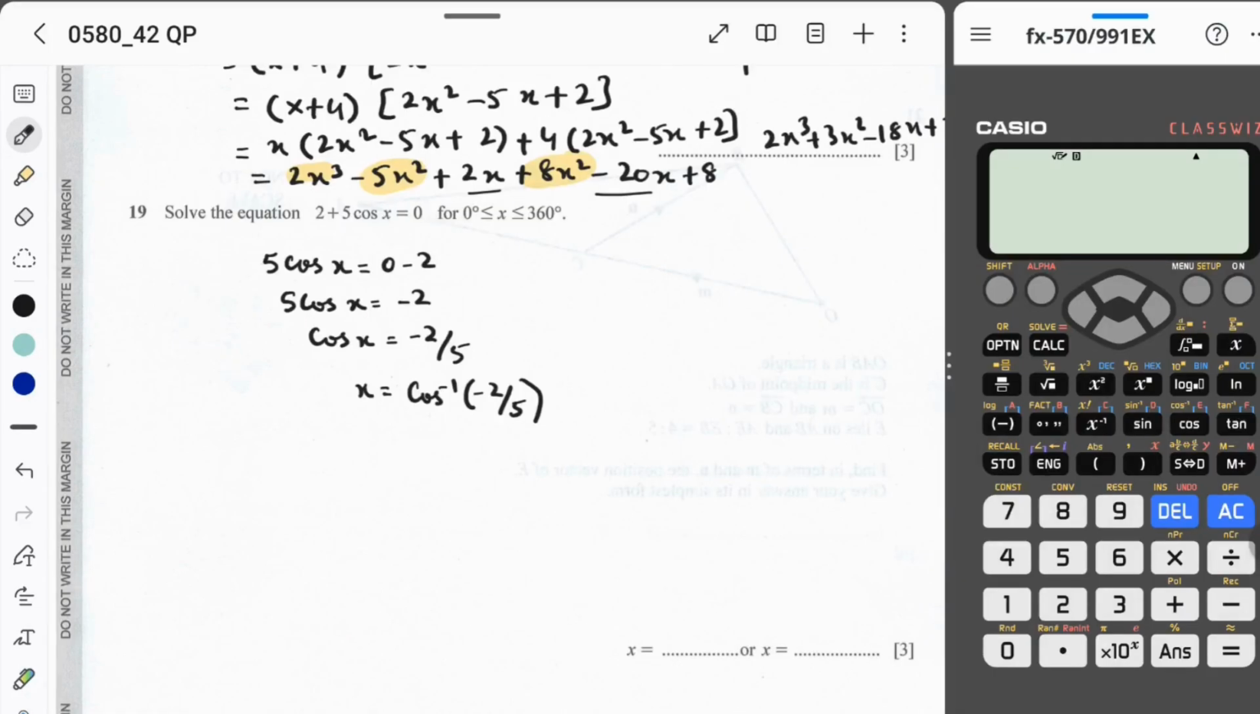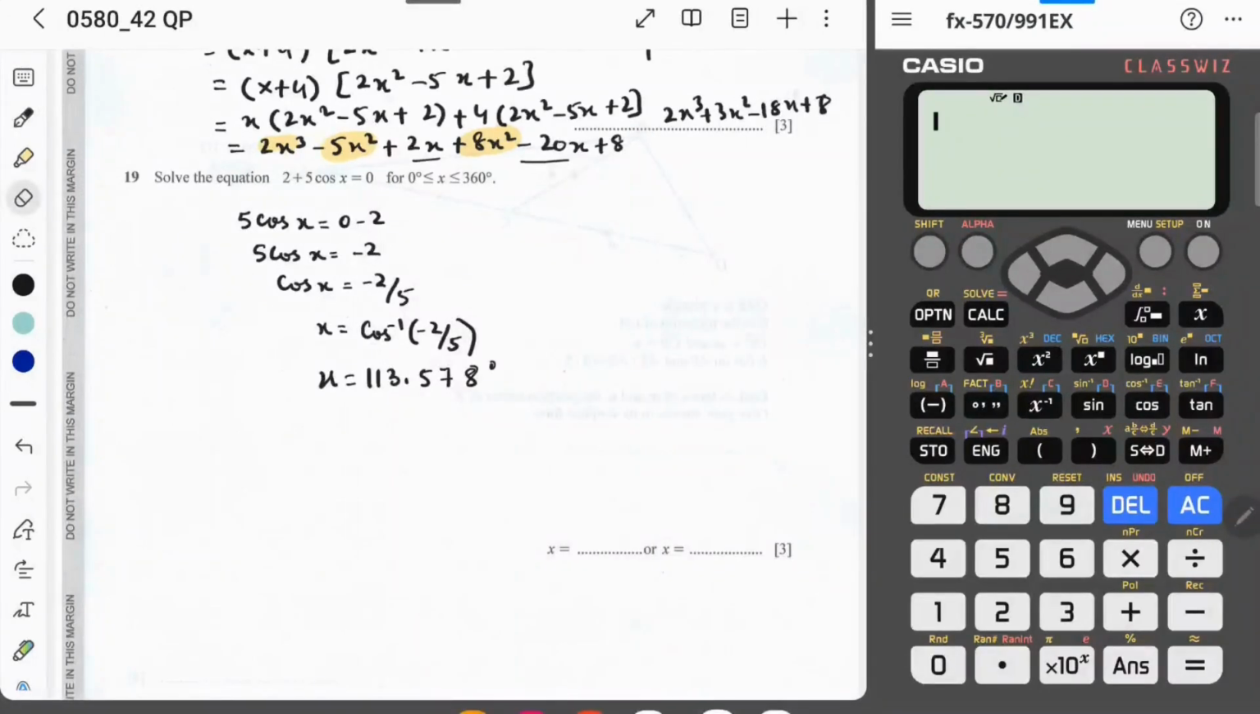Take your calculator and find it out. Cos inverse and then minus 2 over 5 equals, it's coming an obtuse angle. So x is equals to 113.578. Right, so they are asking us to find out the two answers.